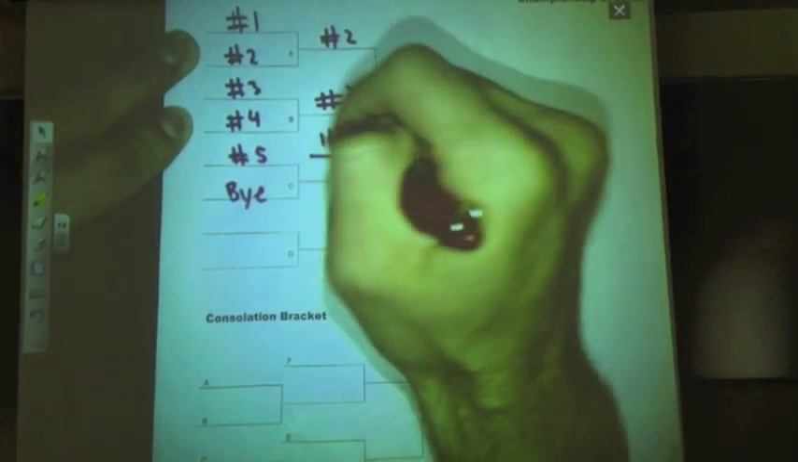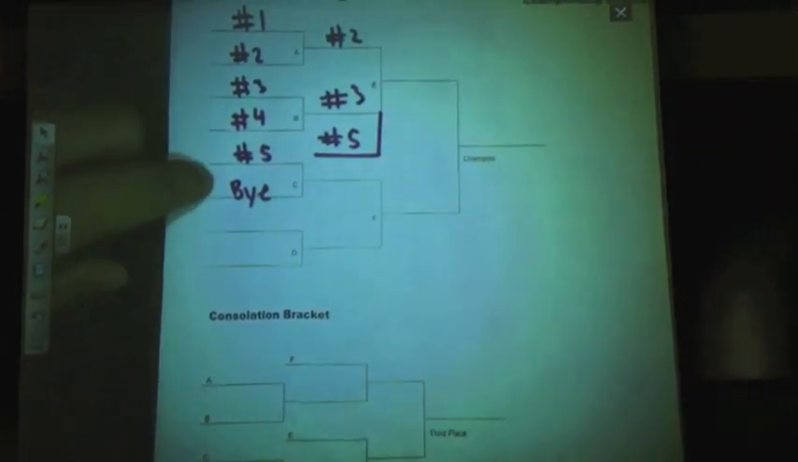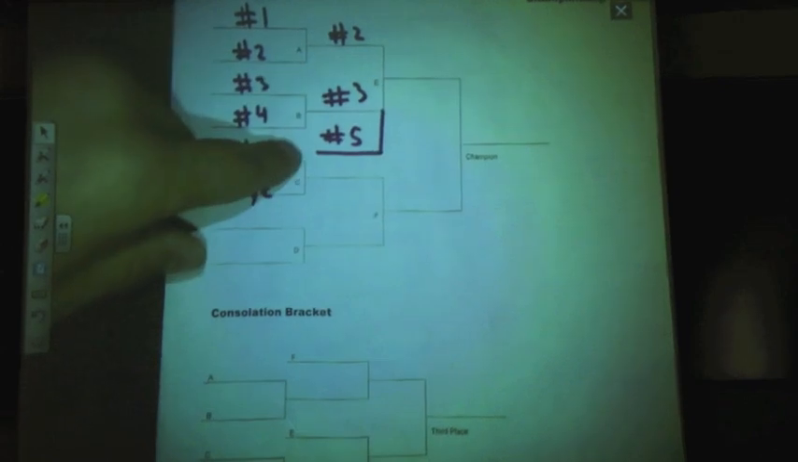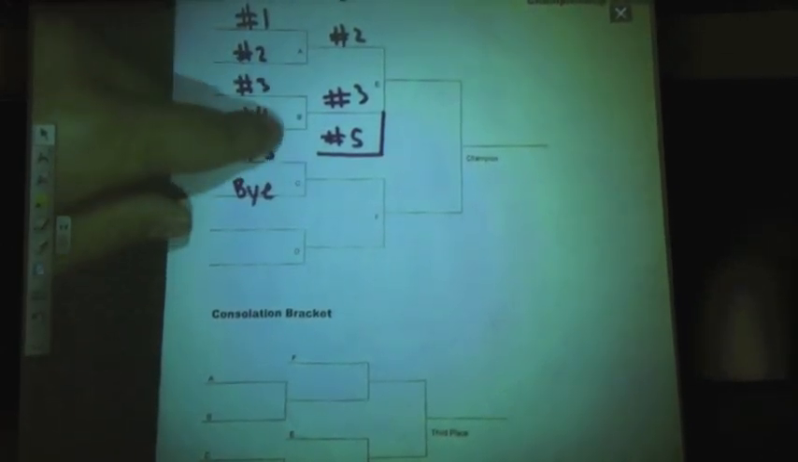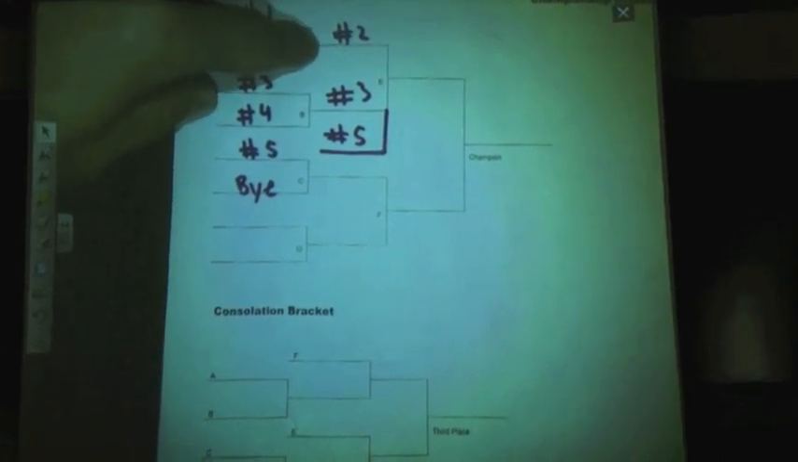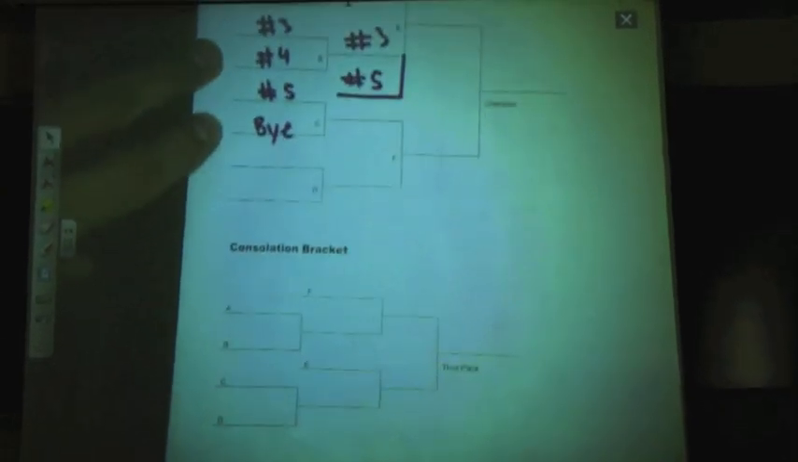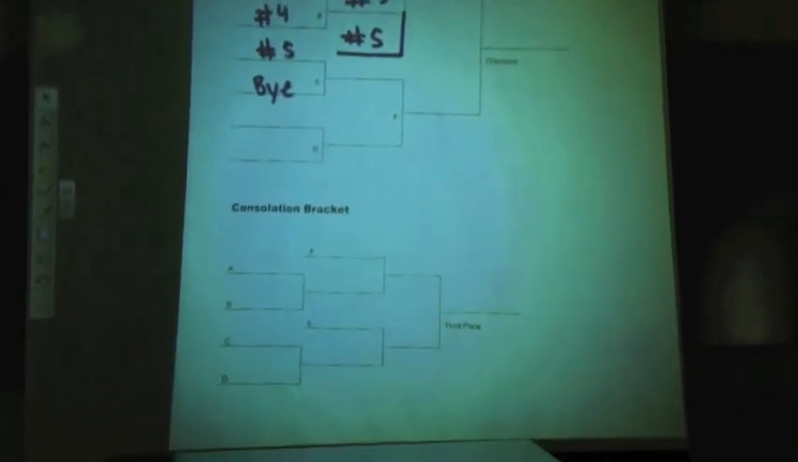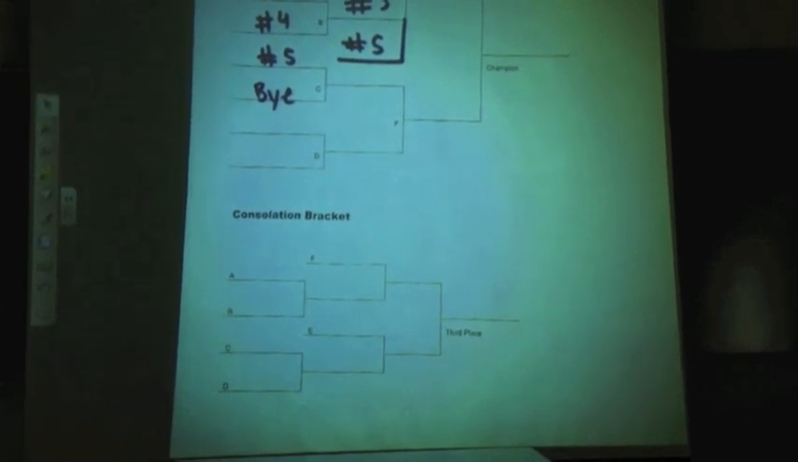So number 5 is going to be right here. So we have 3 and 5. They're going to have to compete, and then number 2 is going to go up against the winner of 3 and 5. But before we do that, we can't ignore the consolation bracket down here. So anyone who lost first round has to be dropped down to the consolation bracket.